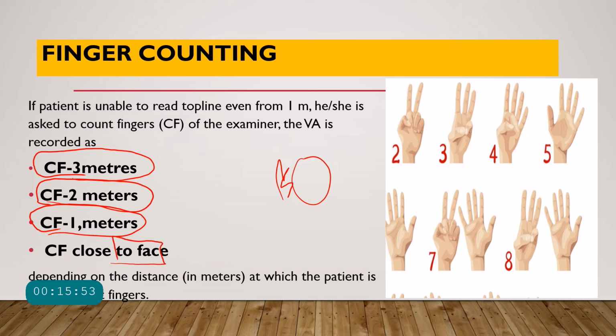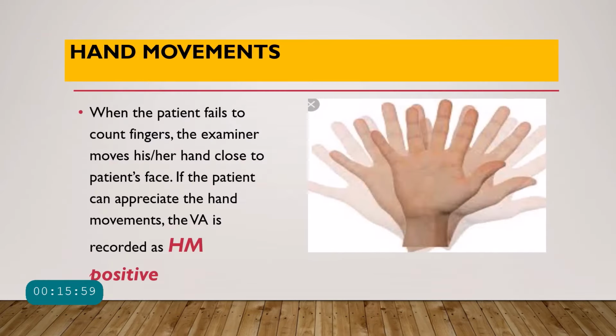Now, sometimes the visual acuity will be so poor that the patient will not be able to count these fingers even close to the face. Then you have to move your hand to and fro in front of the patient, and that is called hand movements. By moving the hands, you're asking the patient whether he's able to perceive at least those hand movements. If he's able to do that, then that is called hand movement positive. If not, it's called hand movement negative.